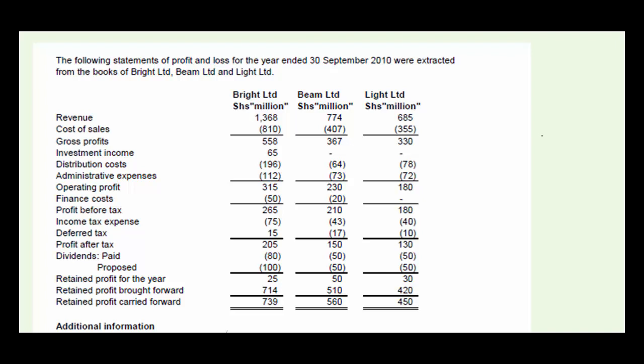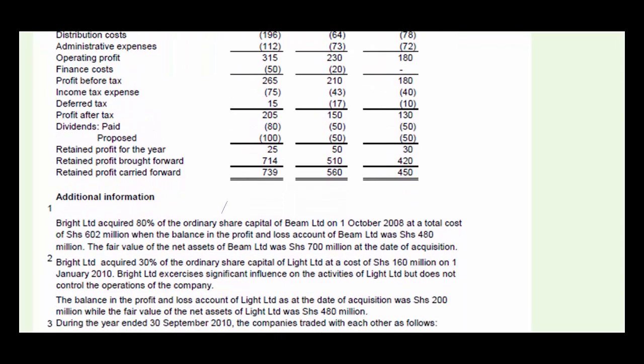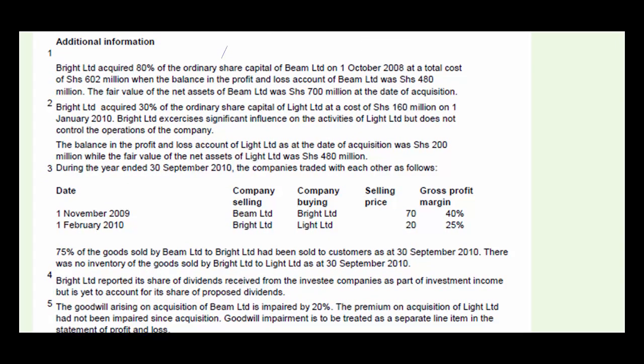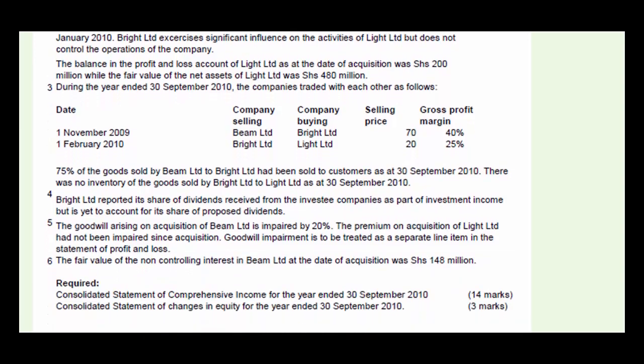In this question, you're told that the following statements of P&L for the year ended September 2010 were extracted from the books of Bright, Beam, and Light Limited. Then you are given additional information. You are required to prepare the consolidated statement of comprehensive income, as well as the consolidated statement of changes in equity for the year ended September 2010.